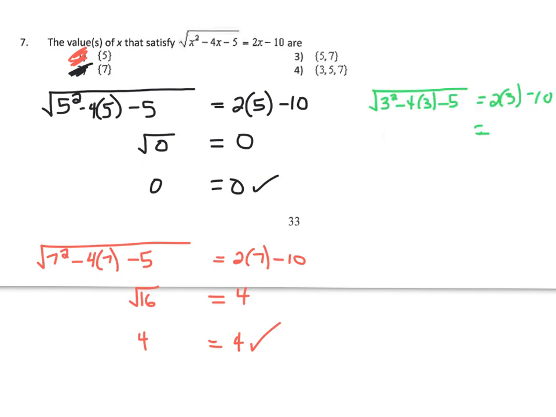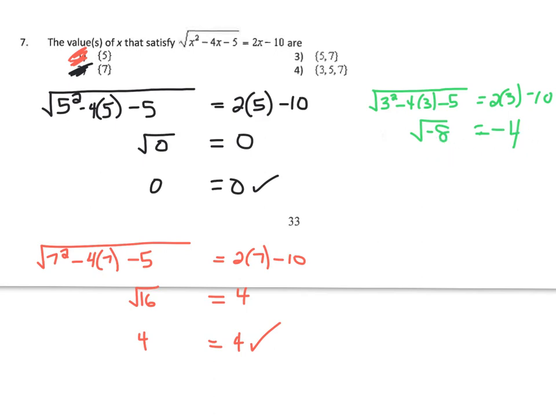Okay, so when we do that, 9 minus 12 is negative 3, and negative 3 minus 5 is negative 8. So we get the square root of negative 8, which I'll worry about simplifying in a minute. Let's just worry about the other side of the equation. Now let's think about this. Here, these can't be equal to each other because 2 times 3 is 6, and 6 minus 10 is negative 4. Okay? If we have a negative under the radical, we know that's going to give us an imaginary unit, right? It's going to give us an i in our answer.